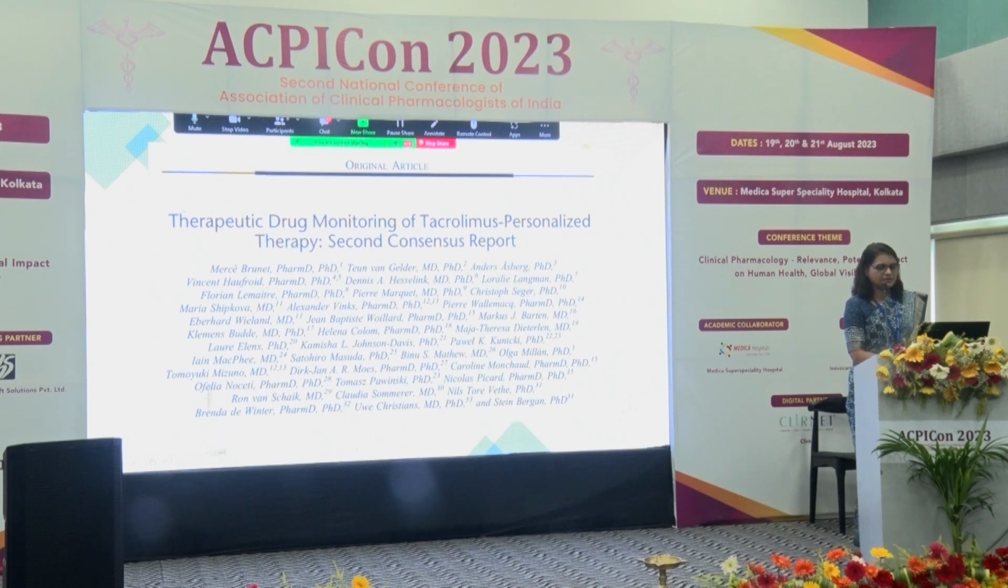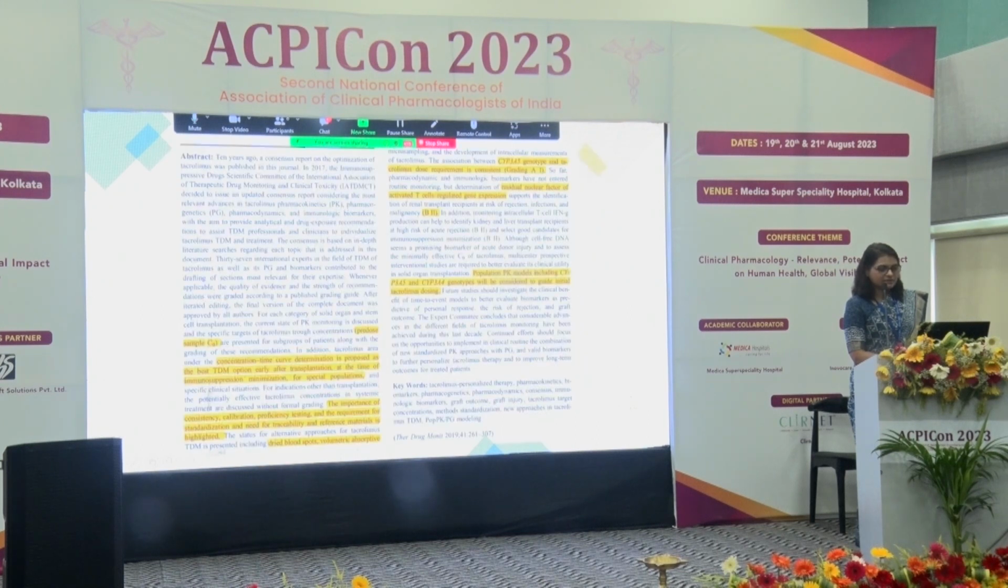So this is the personalized therapy consensus report, where these are the takeaways from here. So the pre-dose C0 is still the best. They do recommend the exposure for patients who are in the high risk category. And a group in France is working on this.